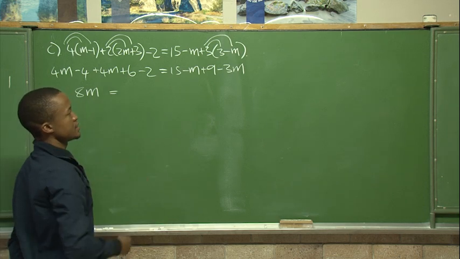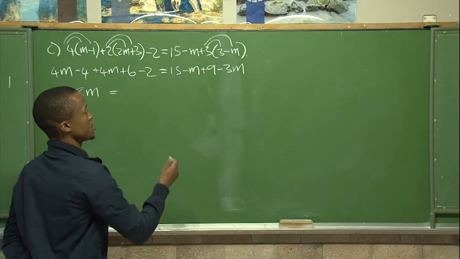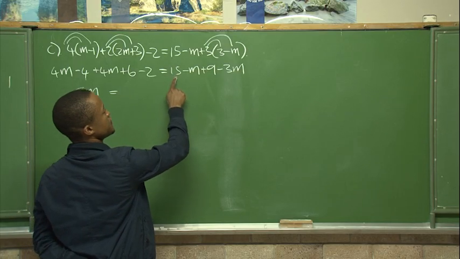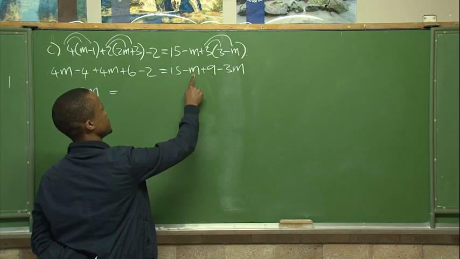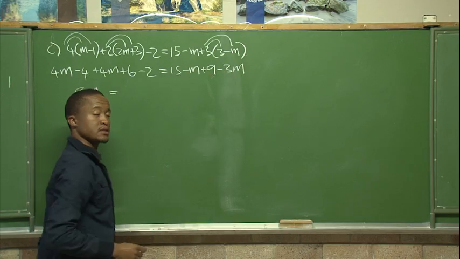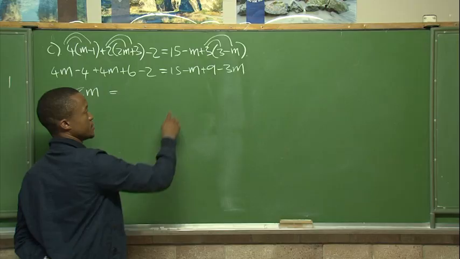Now let's check on the right-hand side of the equation. Which like terms do we have? Notice that 15 and positive 9 are like terms. Negative m and negative 3m are also like terms. So we add the like terms accordingly.